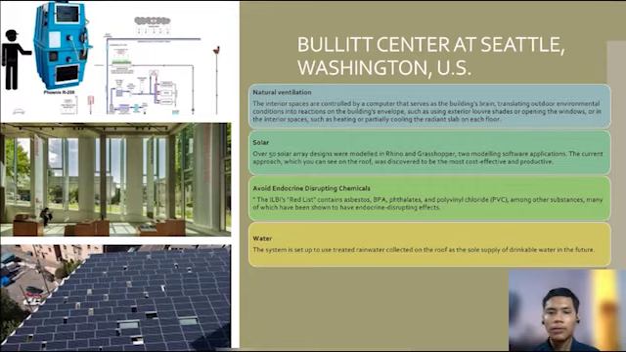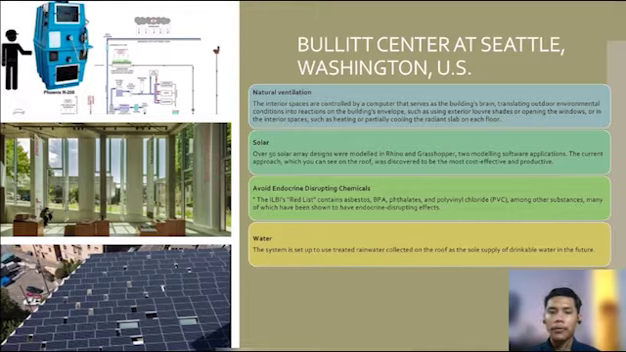The second one is solar. Over 50 solar array designs were modeled in Rhino and Grasshopper, two modeling software applications. The current approach, which you can see on the roof, was discovered to be the most effective and productive.